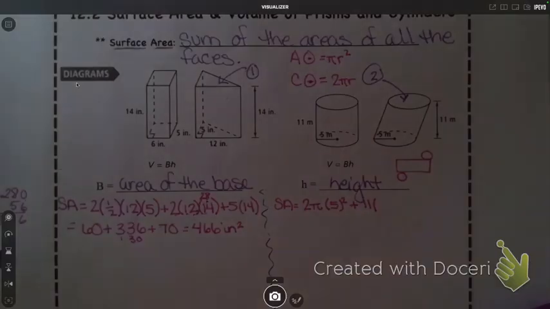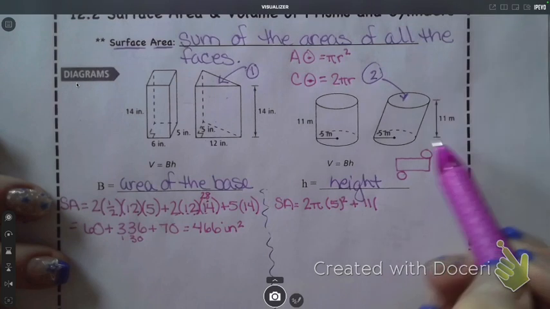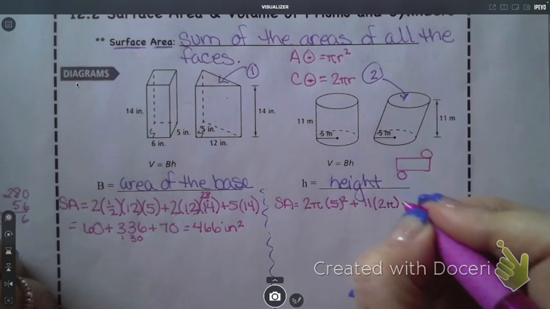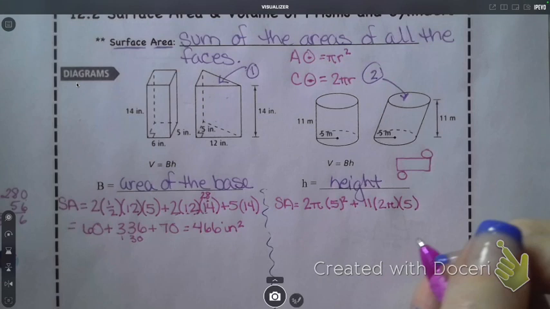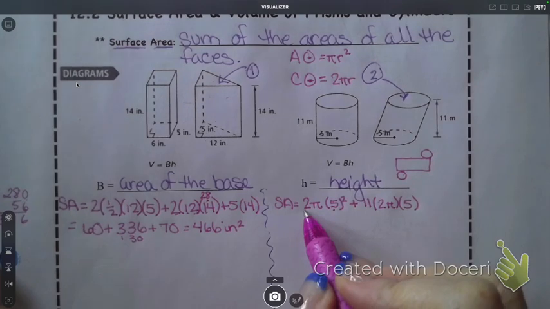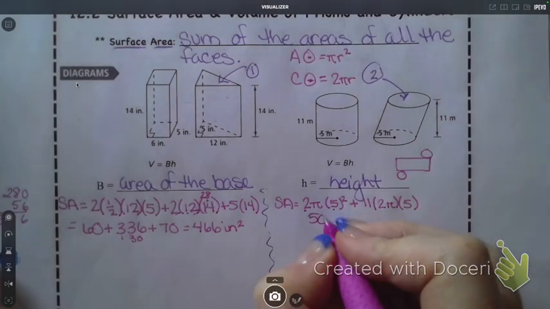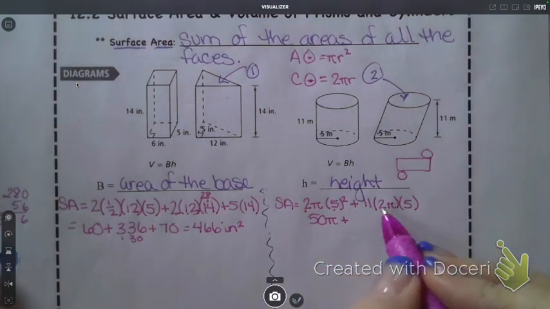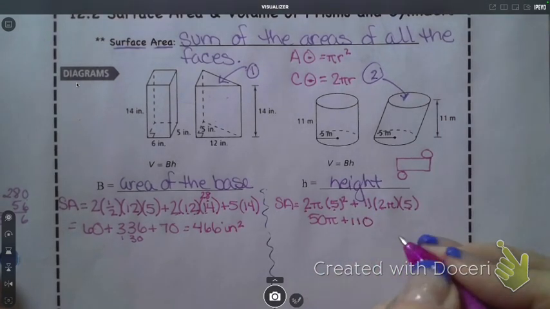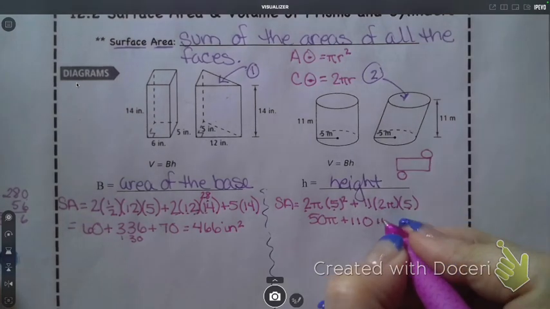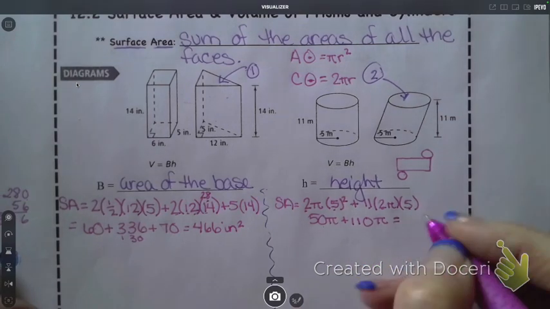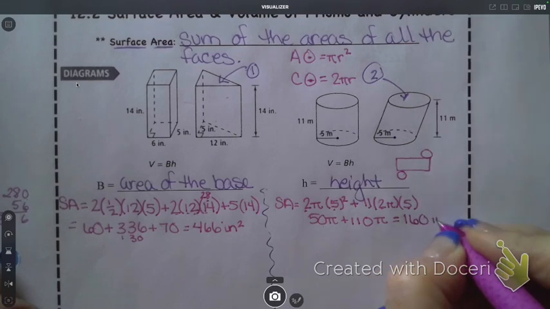Okay, so the height was 11, but the length is the circumference, which is 2 pi r. So 2 pi, and what's r? 5. Okay, so 5 squared is 25, times 2? 50. So 50 pi plus, 2 times 5 is 10, times 11. How about 110? 11 times 10 would be 110. I'm thinking 11 times 11. And pi, yes? So I got 50 pi and 110 pi. So how many pi do I got? 160 pi meters squared.